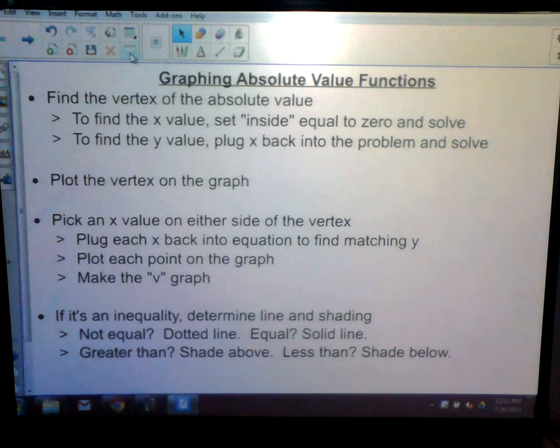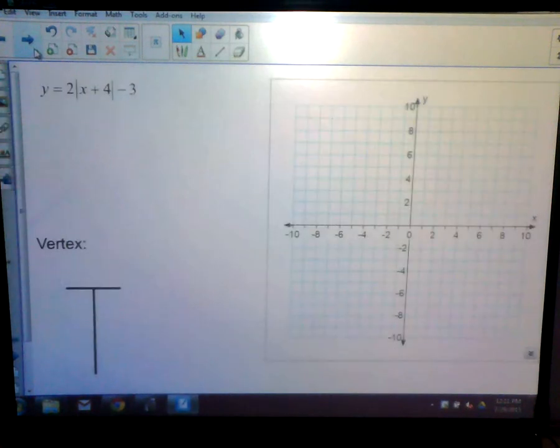If it's an inequality, determine the line and shading. If it's not equal, it's a dotted line. If it is equal, it's a solid line. Greater than, we shade above. Less than, we shade below. Let's take a look at some of these.